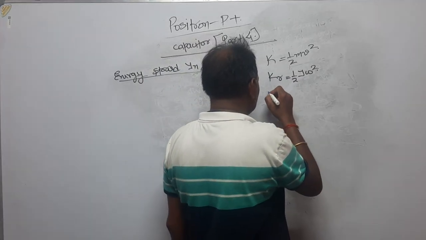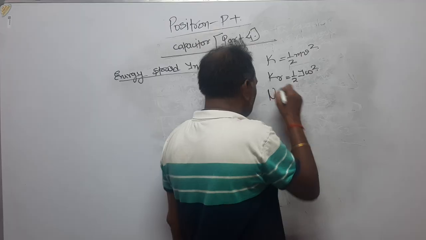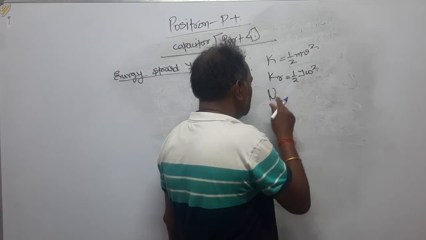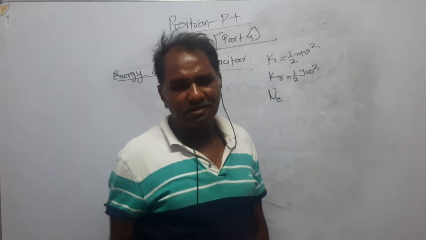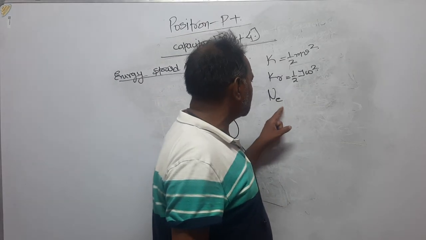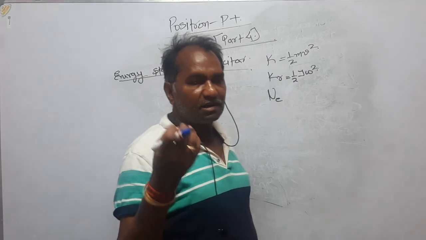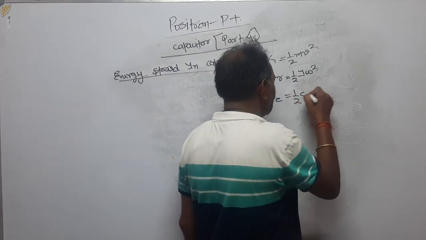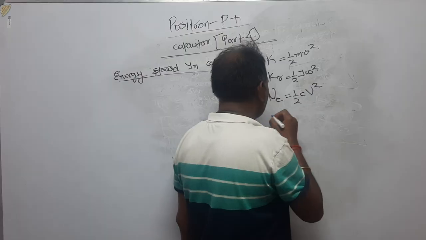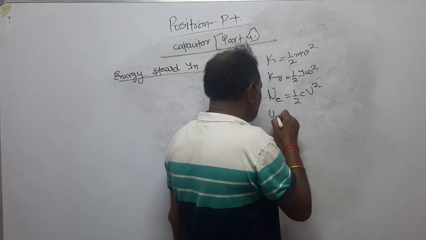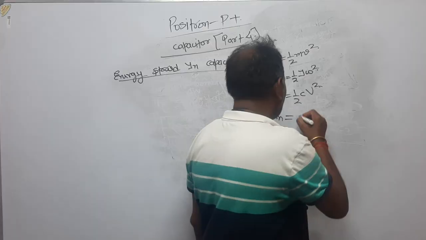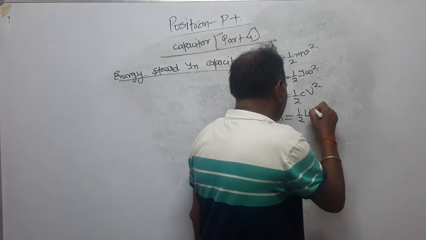In the capacitor, E represents here electrical form. The energy stored in electrical form is half CV square. Capital V is the electric potential, and the magnetic energy stored is half Li square.